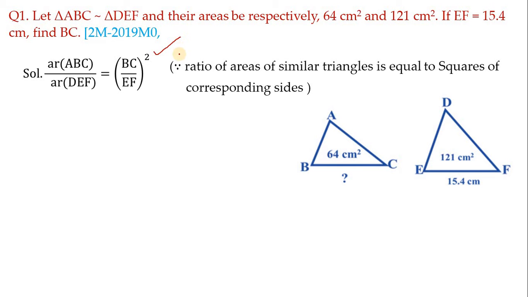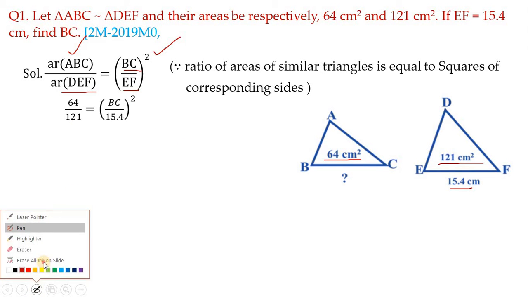Now let us substitute the values, children. See, area of ABC is 64 centimeter square and area of DEF is 121 centimeter square, and BC we have to find, hence BC let it be as it is, and EF value they have given, that is 15.4 centimeter. I have substituted the values here.